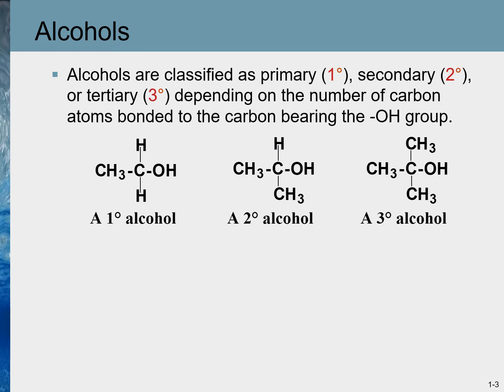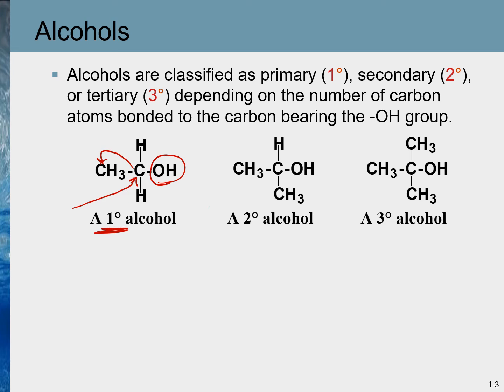Alcohols are classified as primary, secondary, or tertiary alcohol depending on the carbon atoms bonded to the carbon bearing the OH group. For example, in this case, this is the carbon which bears the OH or hydroxyl functional group. This carbon contains only one more carbon-carbon bond, hence it is a primary alcohol.